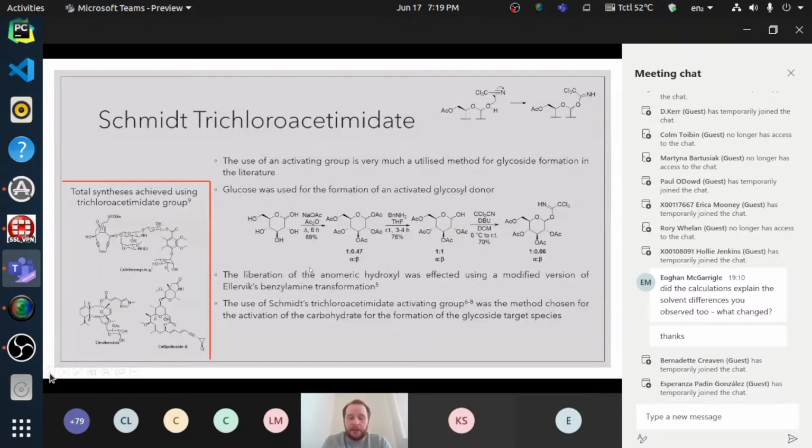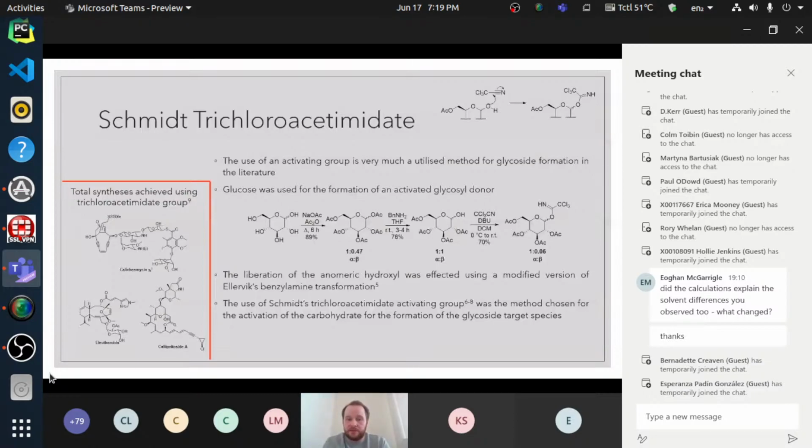So we began the synthesis with glucose. We did complete acetylation of glucose using acetic anhydride and sodium acetate to produce the pentaacetate. Then selective removal of the anomeric acetate by a modified version of Ellervick's benzylamine transformation. They used polymer-bound benzylamine. We used just neat benzylamine because we found that if you use polymer-bound, it costs so much if you want to do this on a preparative scale.